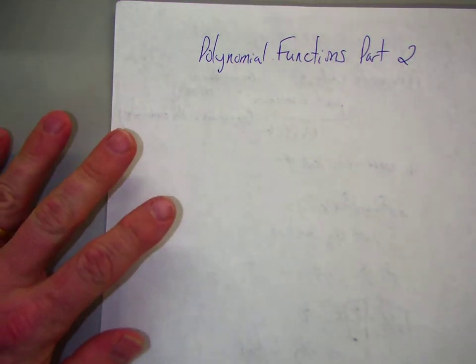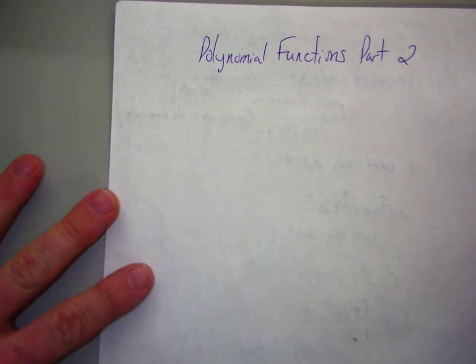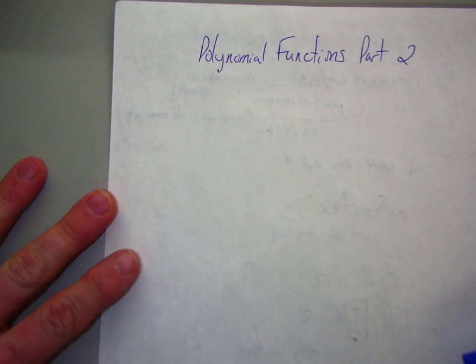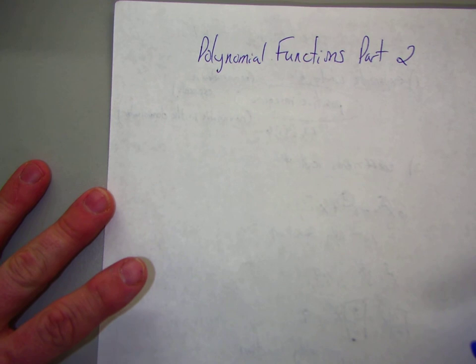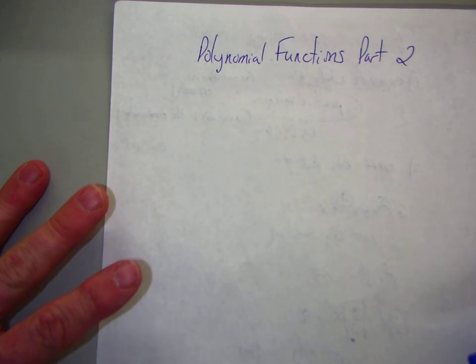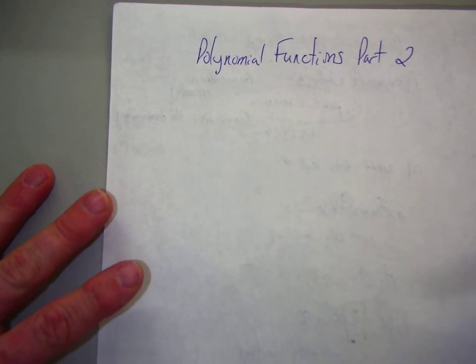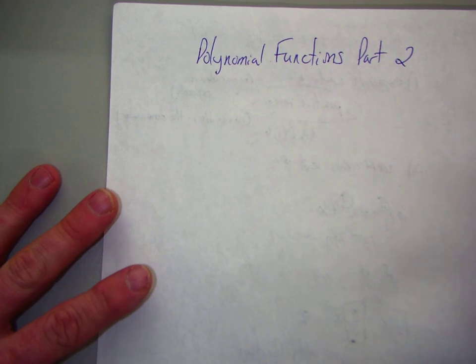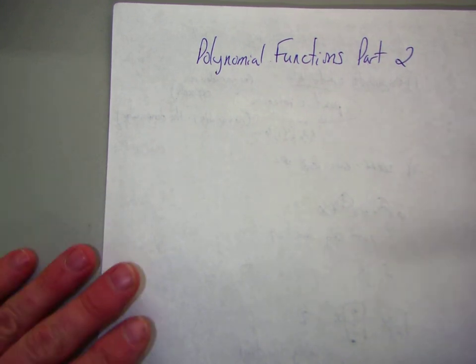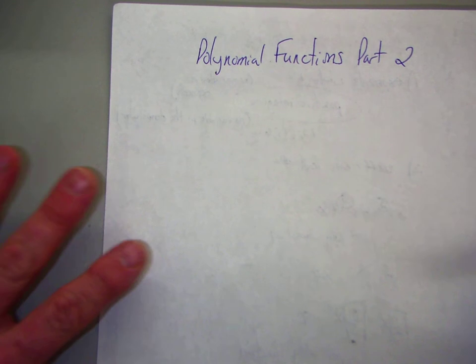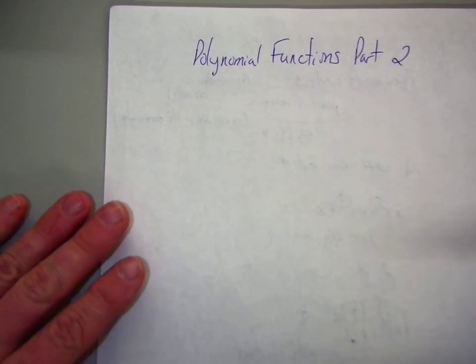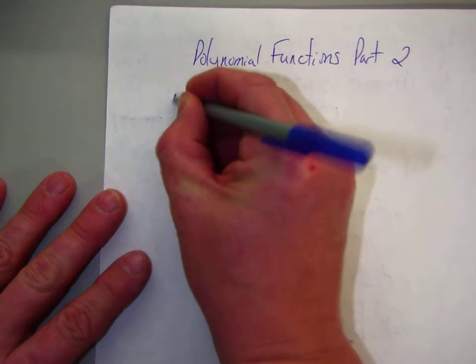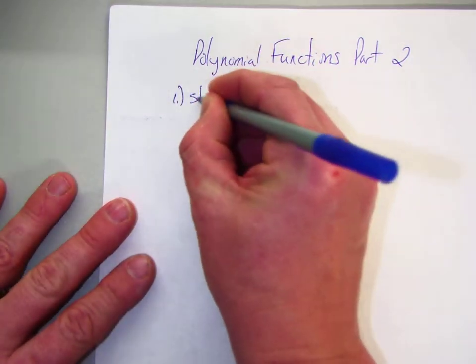Alright, in this video we're going to continue to look at polynomial functions. In the previous video we determined if a function is a polynomial function by applying two tests. Now in this video, if they pass both tests, then there are 5 things I want you to do. If you're given a polynomial function, the first thing I want you to do is put the function in standard form.